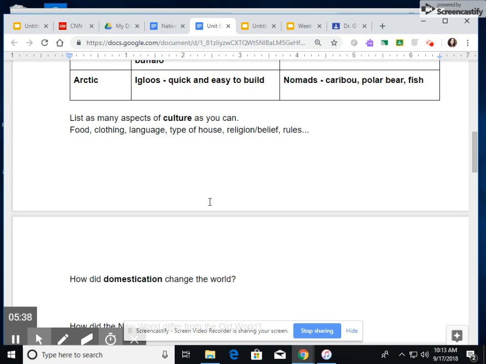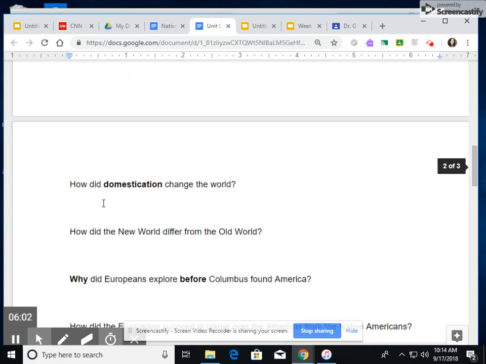So I just want you to know that culture is not the climate or geography. Okay? These things impact culture, but when you're talking about culture, you're not talking about climate or geography. It impacts the food you eat, the clothing you wear, things like that. But that is not culture.